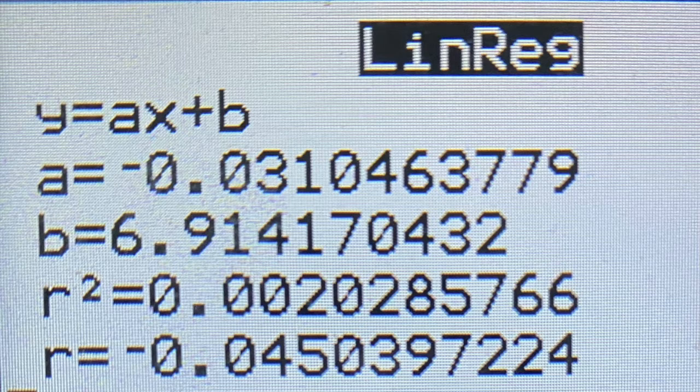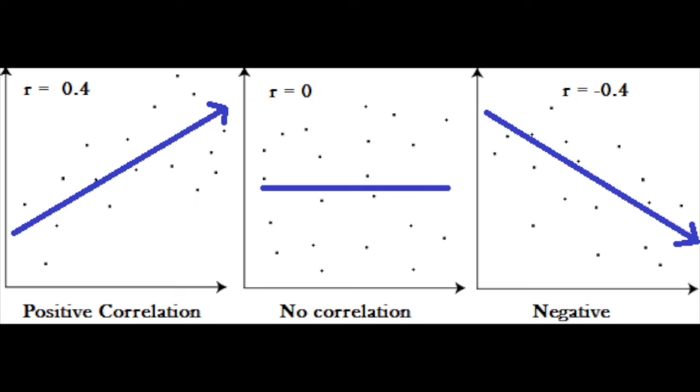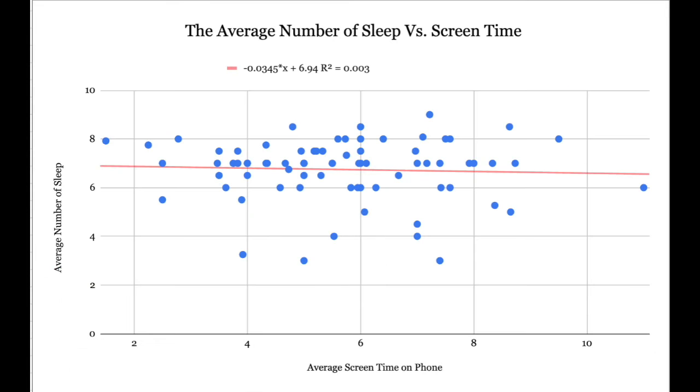My coefficient of determination is 0.002 and my correlation coefficient is negative 0.045. The correlation coefficient measures the strength of the linear relationship between the two variables. Based on our sample and equation, we do not have any correlation between the hours of sleep and screen time. Note, these results were gathered from my TI-84 calculator and not from the Google Sheet, and that is why the numbers differ a little bit.